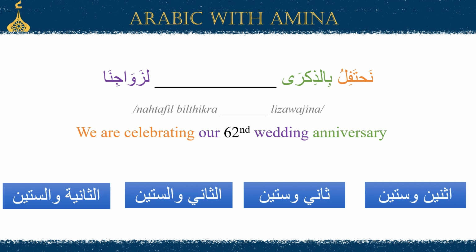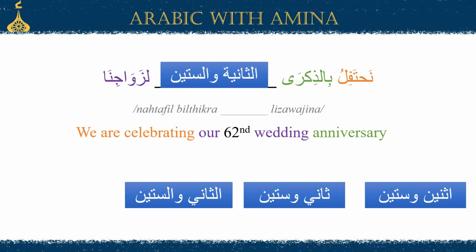The correct answer is الثانية والستين, the 62nd. Similar to how we formed الثاني عشر, we are saying الثانية والستين. A little difference is التعريف is added to both words, whereas in الثاني عشر we did not include both words. We only had it to the first word. And the second difference is that we connect the two words with a wow. And this is how you would form ordinal numbers for any double-digit number other than 11 through 19. So, نحتفل بالذكرى الثانية والستين لزواجنا.